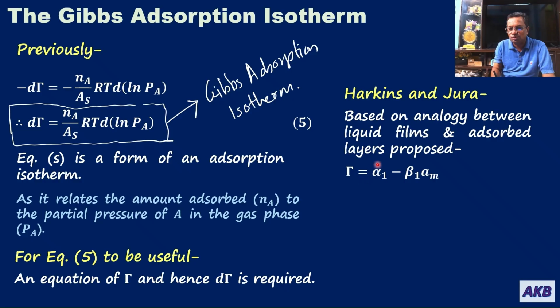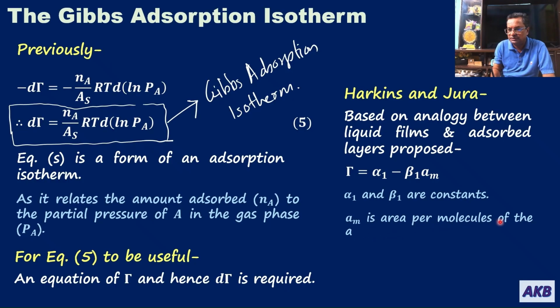Capital gamma is equal to alpha 1 minus beta 1 into Am. In this case, alpha 1 and beta 1 are constants, whereas Am is the area per molecule of the adsorbent A.